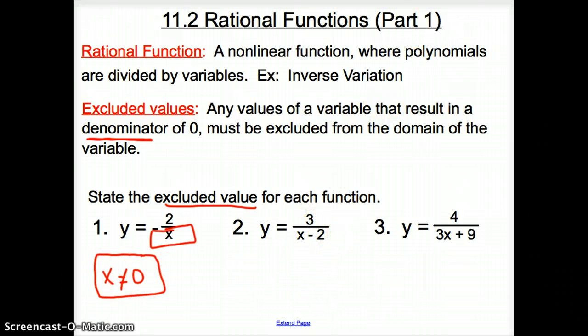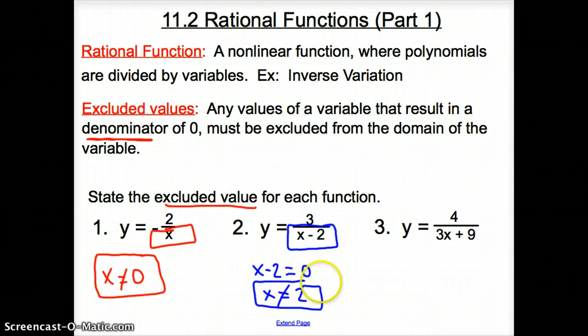Here, what do we have to do? For excluded values, we take whatever is on the bottom of the fraction and set that equal to 0. So x minus 2 equals 0. Now let's solve for x. How do we solve for x? We add over that 2. So x now equals 2. Just like in number 1, x equals 2, but it can't equal 2 because that would be 0 on the bottom. So x cannot equal 2.